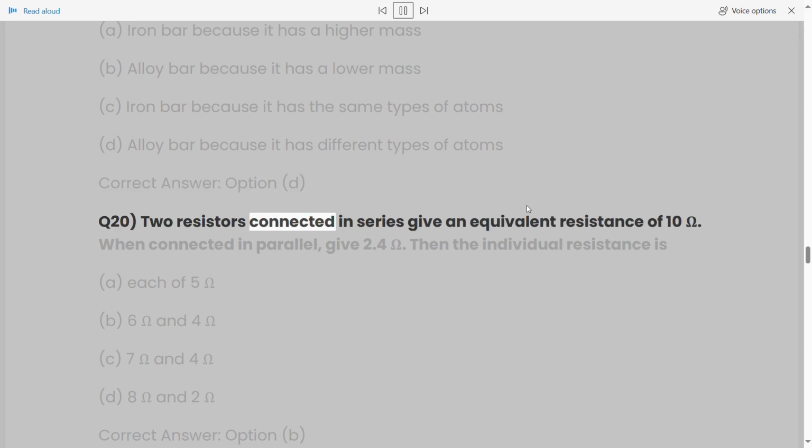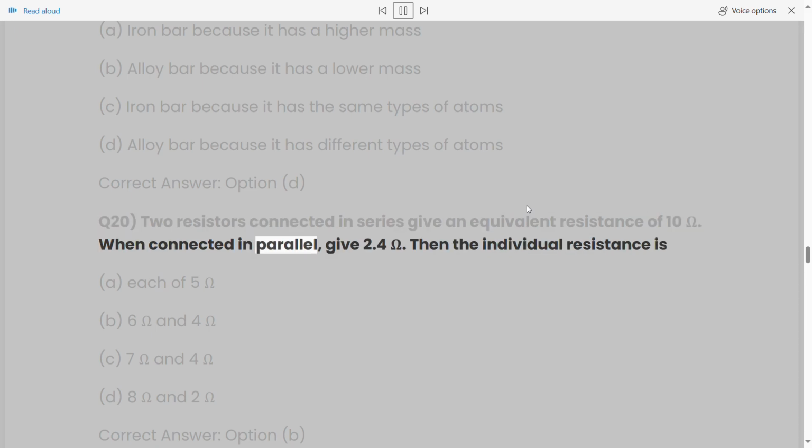Q20. Two resistors connected in series give an equivalent resistance of 10 ohms. When connected in parallel, they give 2.4 ohms. Then the individual resistance is A. Each of 5 ohms, B. 6 ohms and 4 ohms, C. 7 ohms and 4 ohms, D. 8 ohms and 2 ohms. Correct answer option B.